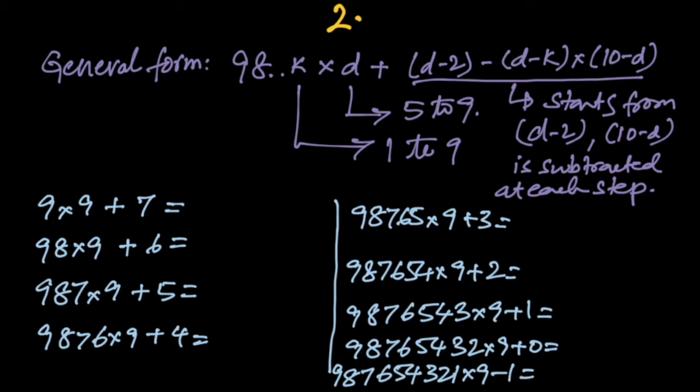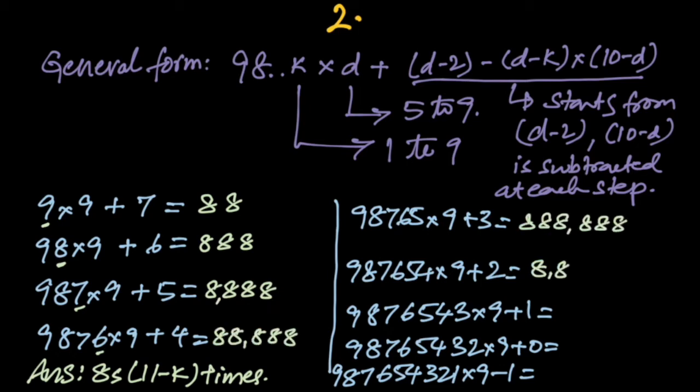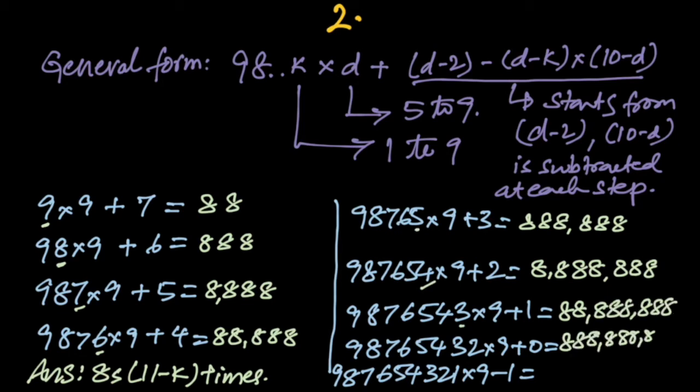So here the answer is of the form where we put 8, 11 minus k times. So in the first example where k is 9, 11 minus 9 is 2, so we have two 8s. Then we have three 8s, then four 8s, and so on. In the last case we have k as 1, so 11 minus 1 is 10, so we have ten 8s.